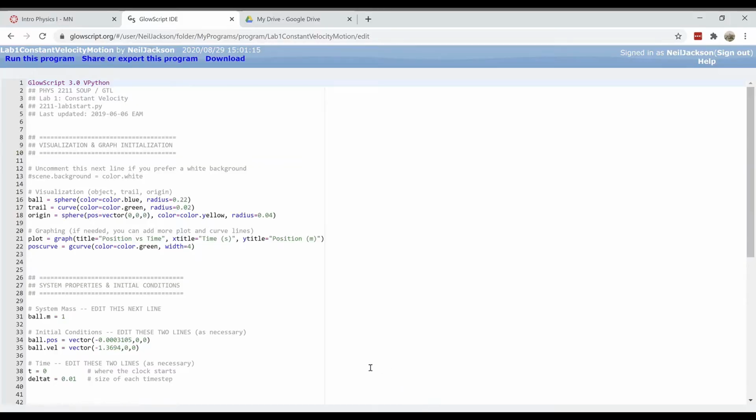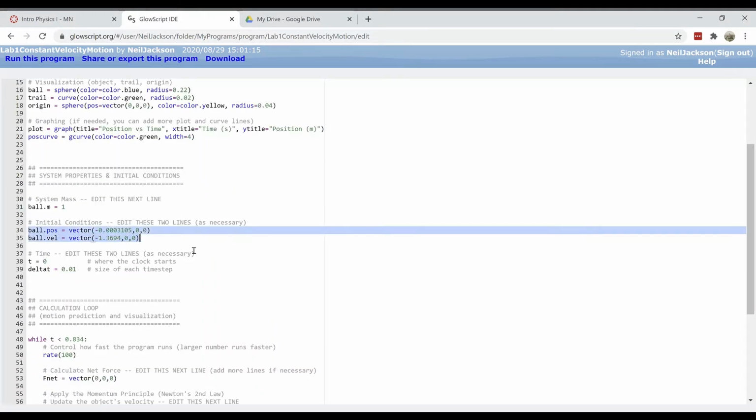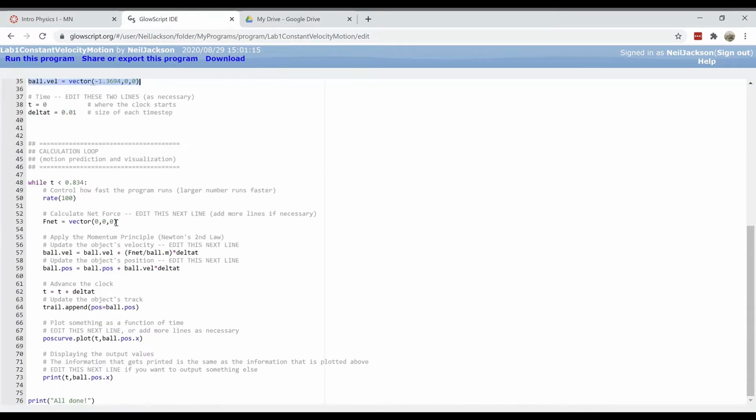Now that I have points from Tracker, I was able to plug them into the starter code in my GlowScript simulation. I knew the Frisbee's initial position and velocity vectors, as stated here, and I knew also to set Fnet equal to 0. By setting Fnet equal to 0, that makes the mass of the ball and delta t irrelevant. From there, I used the velocity update and position update formulas in a while loop in order to create the motion of my Frisbee moving at a constant velocity.